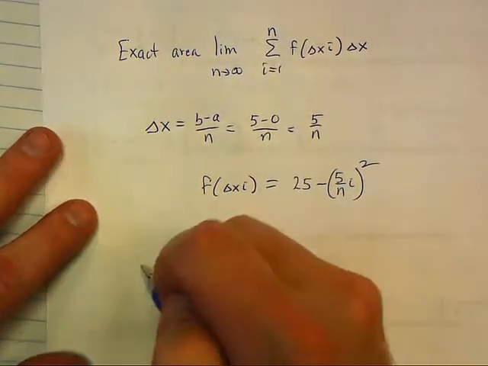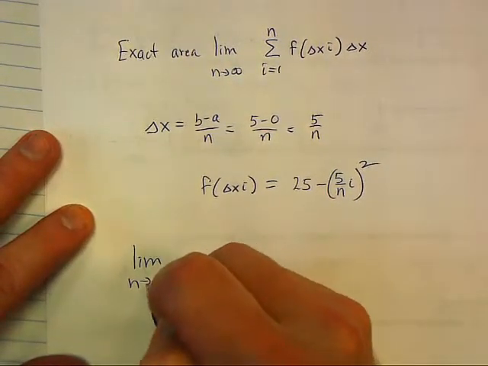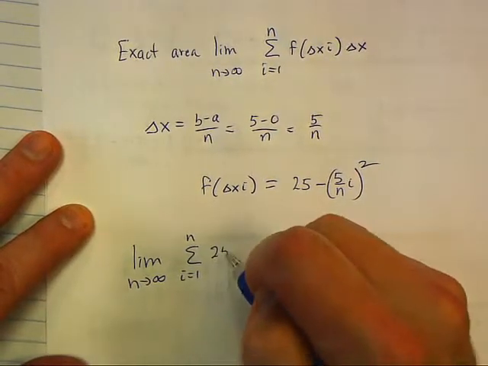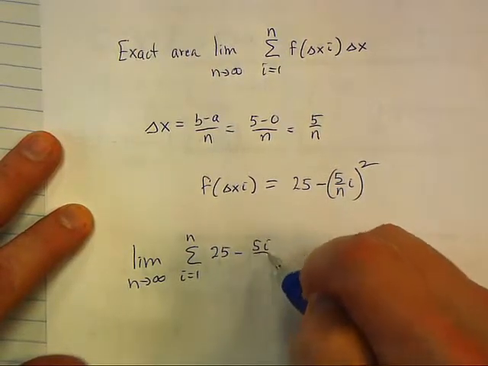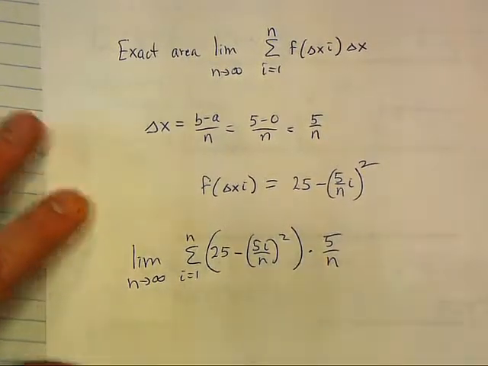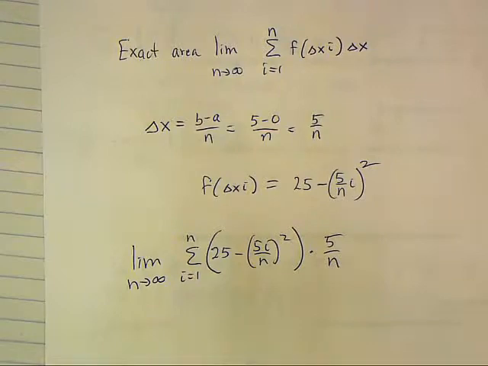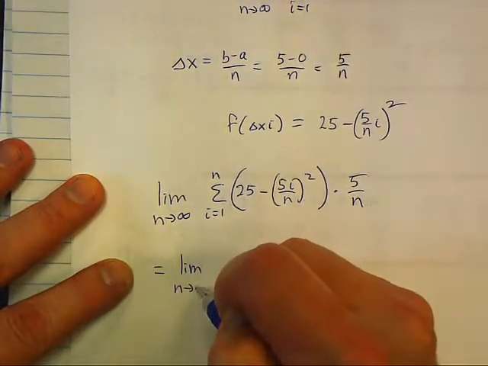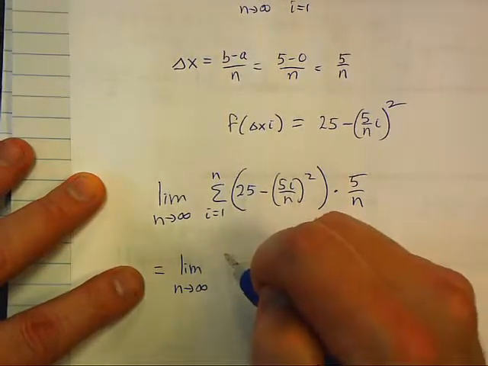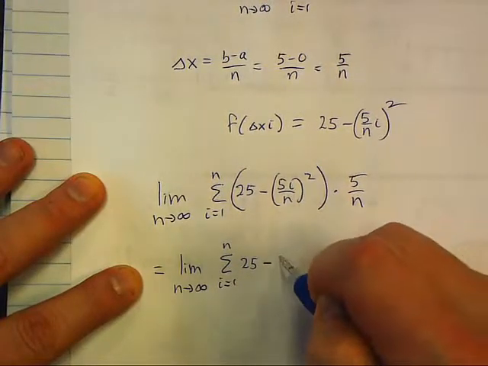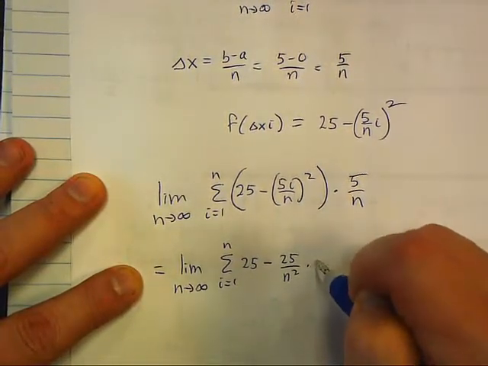So our answer now, we're going to have the limit as n goes to infinity of the sum from i equals 1 to n of the height, 25 minus 5i over n, quantity squared, times the width, which is 5 over n. We do a little algebra. This is the limit as n goes to infinity of the sum from i equals 1 to n. 25, I'm going to write this as minus 25 over n squared times i squared.